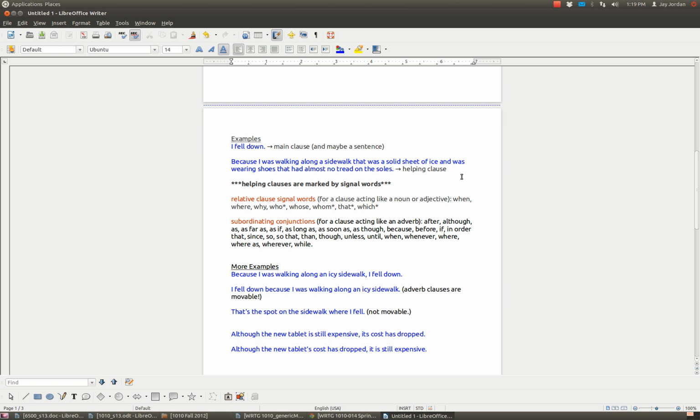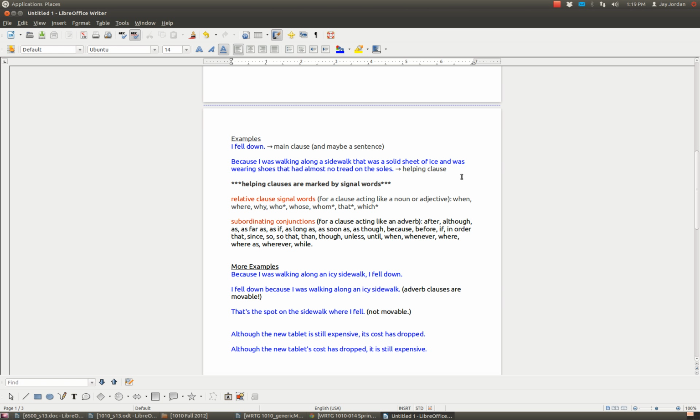Relative clause signal words are words that are used by clauses that act like nouns or adjectives. You learned at some point that a noun is a word that describes a person, place, or thing, or an adjective is a word that describes a noun. But it's perfectly possible for nouns and adjectives and verbs and other parts of speech to be more than one word. Sometimes a clause actually works like a noun or an adjective. Sometimes a clause acts like an adverb.